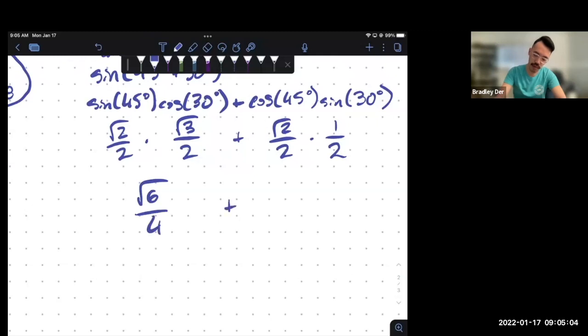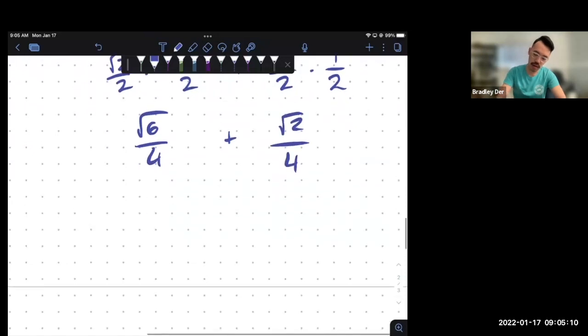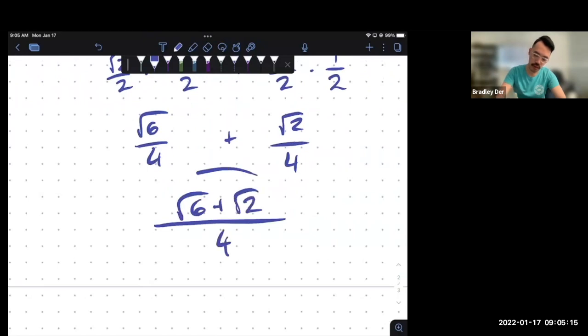And then we're going to multiply these two terms together. Again, PEMDAS. Root 2 over 4. And then final answer, root 6 plus root 2 over 4.